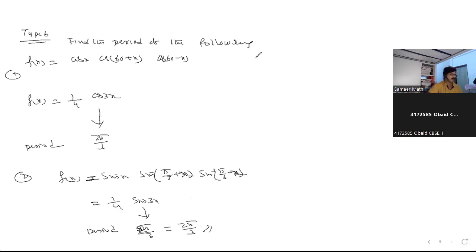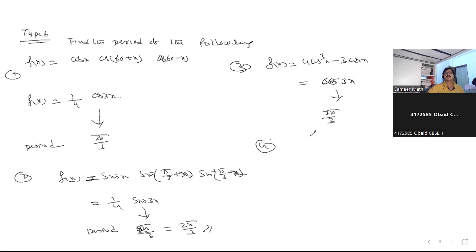Don't think that all functions will have periods. Certainly not. Here is another example. Suppose f of x is equal to 4 cos cube x minus 3 cos x. You know very well the cos 3x formula. You write the cos 3x formula. What is the period here? 2 pi by 3.